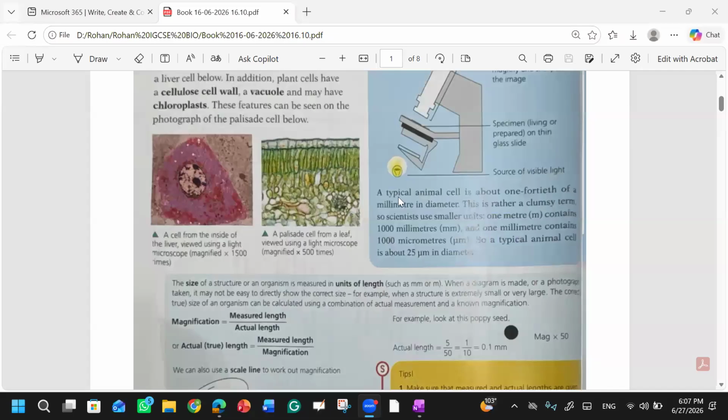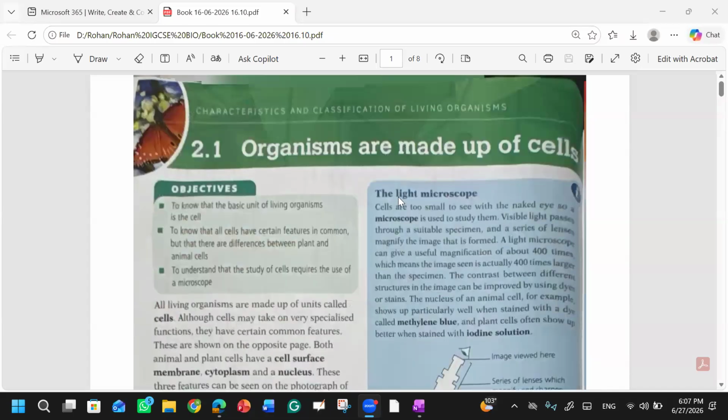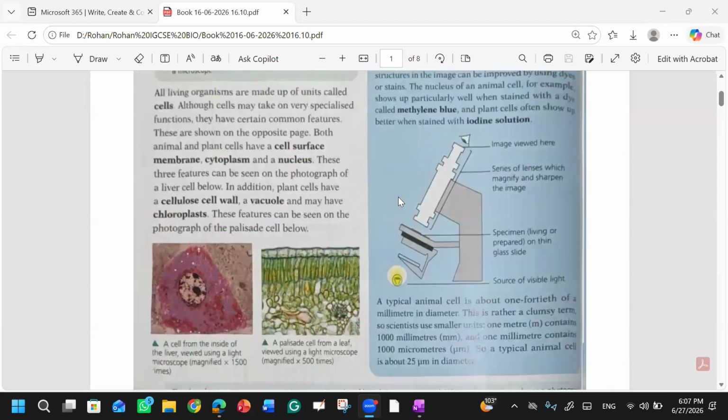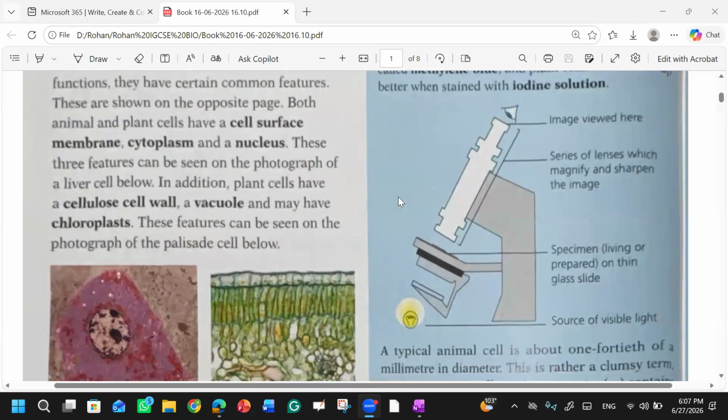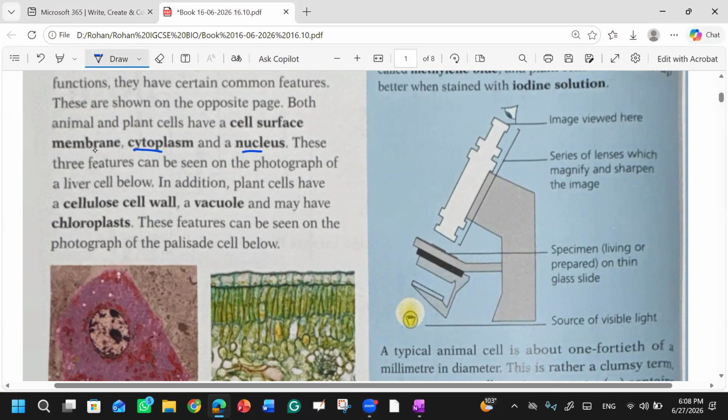Recording in progress. We also discussed the common things in plant and animal cells. What are the common things? Cytoplasm, yes, and a nucleus, and a cell membrane. These three things are common in both, right? In the plant as well as in the animal.